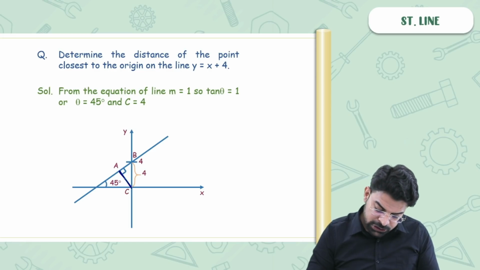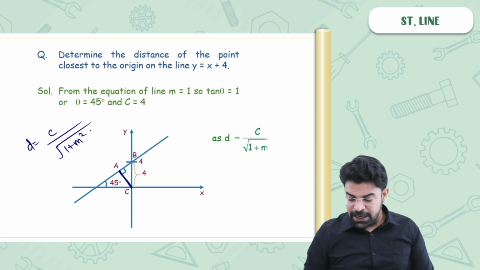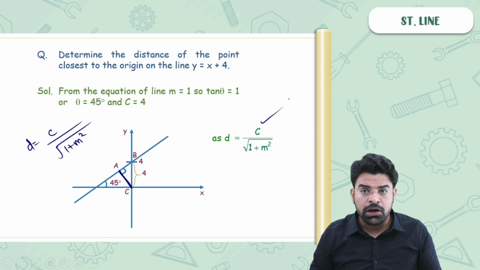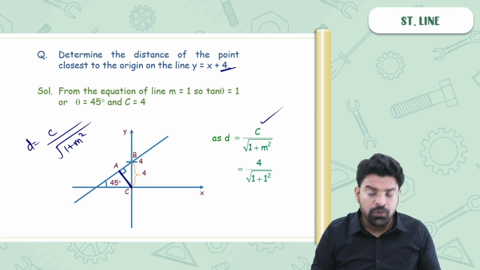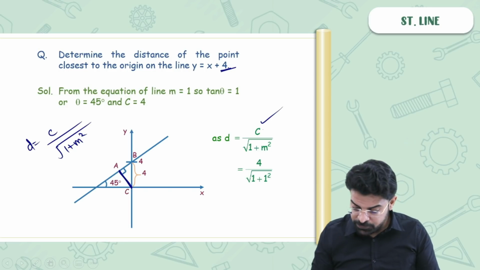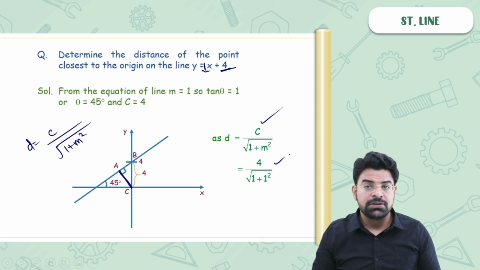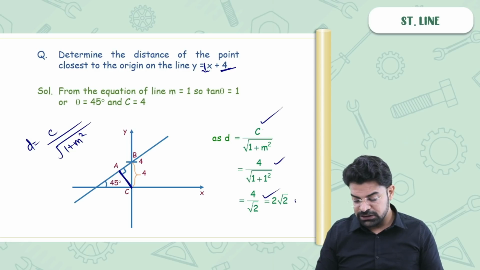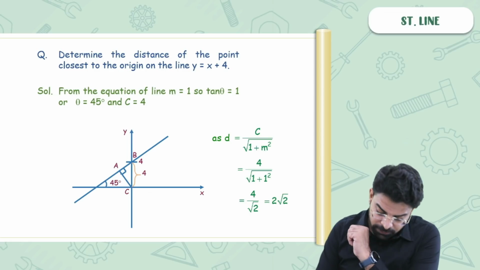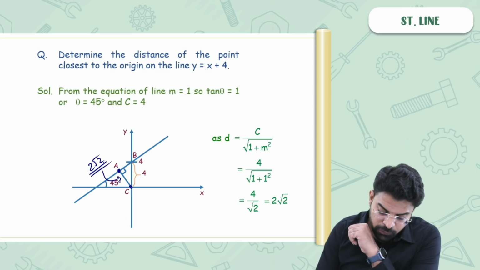Now, this is what the line will look like. We need to find the shortest distance. We have just learned that D equals C upon under root of 1 plus m square. Substituting the value of C as 4 from the equation y equals mx plus c, and the value of m as 1, we get the shortest distance as 4 upon under root of 1 plus 1 square. That is 4 upon root 2, which is nothing but 2 root 2. So the point which is closest to the origin is at a distance of 2 root 2 from the origin.